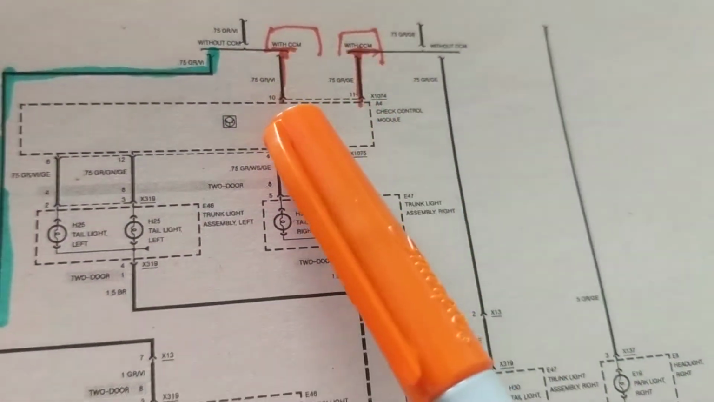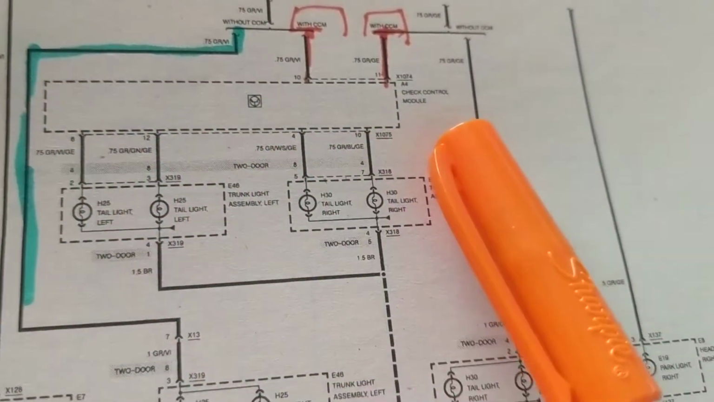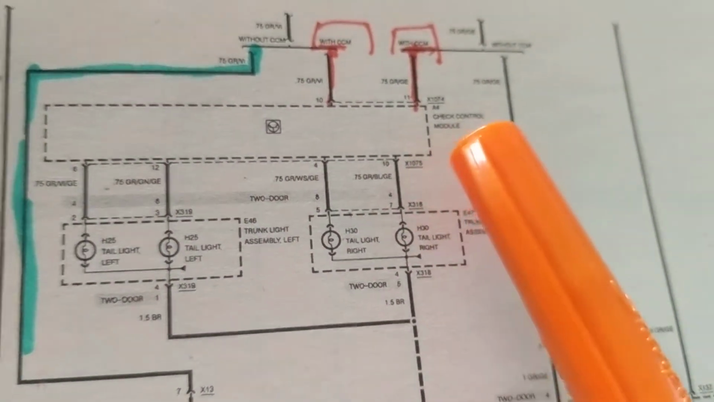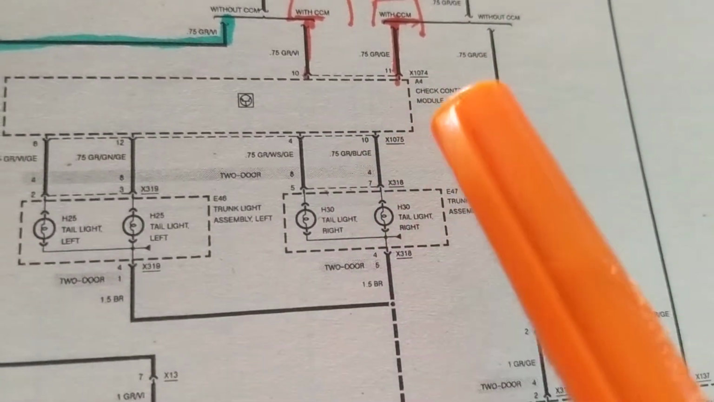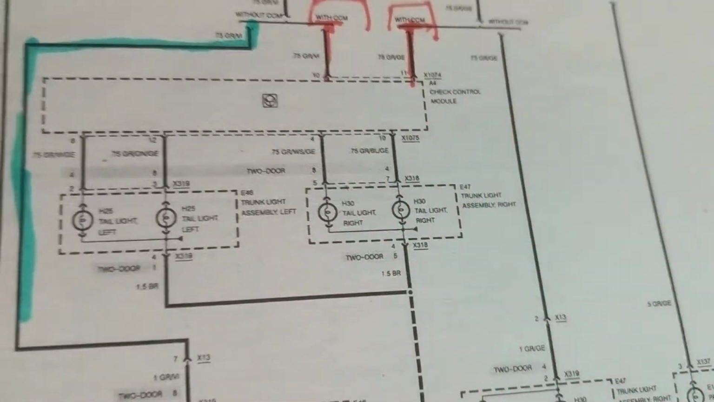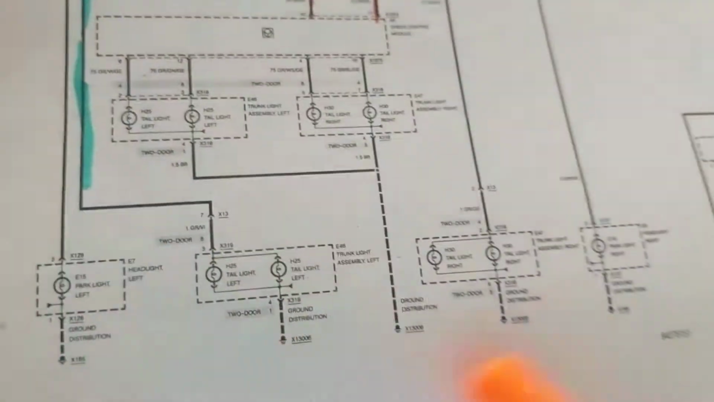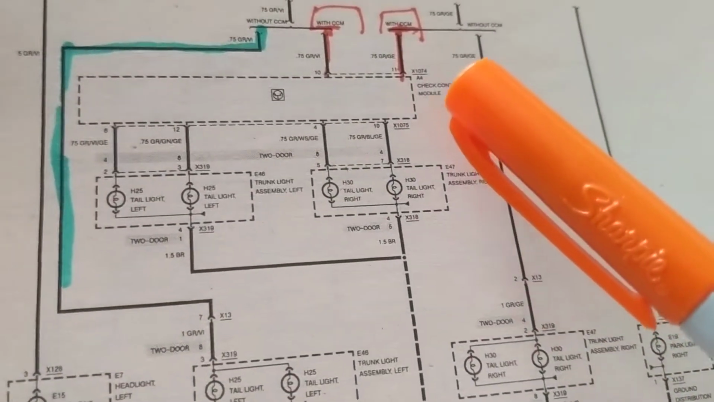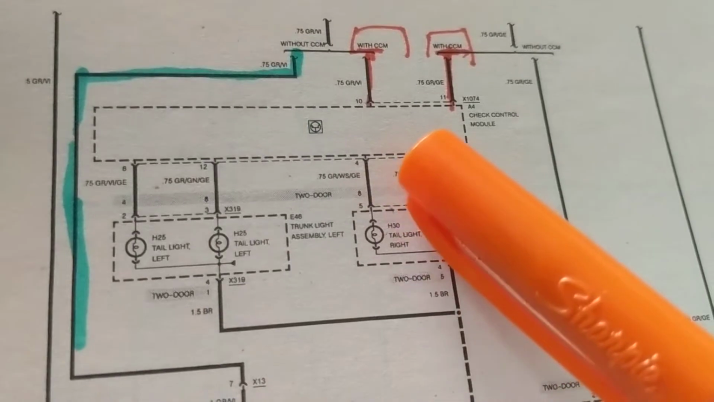If you go over here, it says with CCM. You come to a module. If you notice, it says check control module. So that CCM is an abbreviation for check control module. See, I didn't know what it stood for, but when you follow the symbols or you look at the components, that sometimes gives you a hint what the abbreviations are.